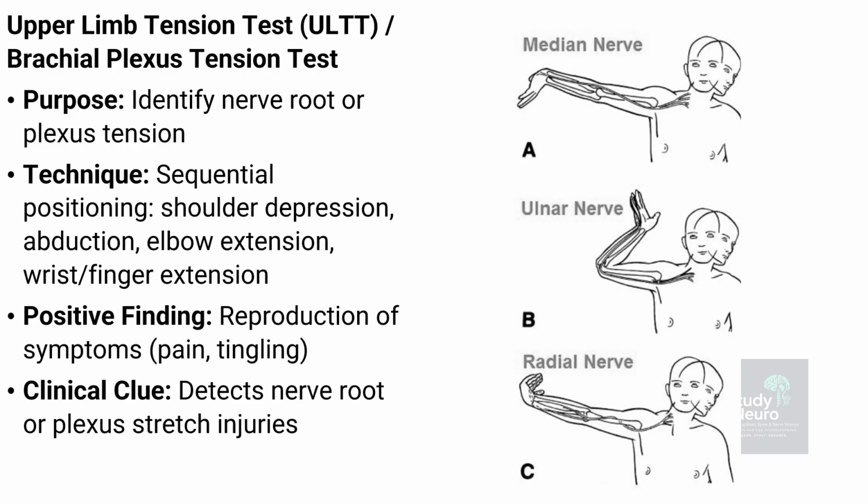When testing the radial nerve, the shoulder is internally rotated and depressed, the elbow is extended, and the wrist and fingers are flexed. Pain or paresthesia over the posterior arm or dorsum of the hand indicates radial nerve or posterior cord involvement.